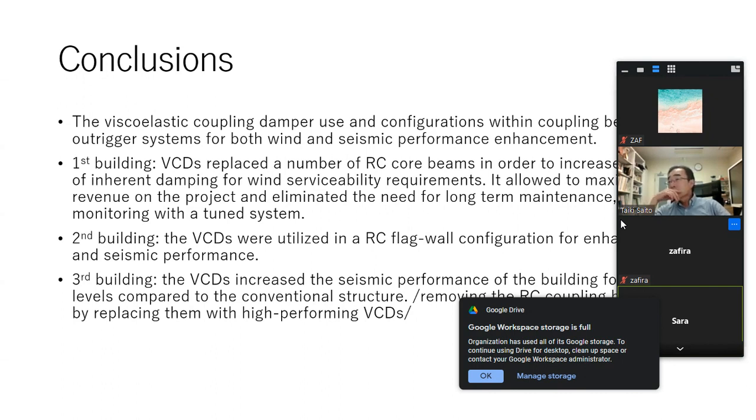Second, building one critical top, wind and seismic performance-based design of a port tower development. It was utilized in an RC core wall configuration for enhanced wind and seismic performance. For the third building, it increased the seismic performance of the building for all hazard levels compared to the conventional structure.